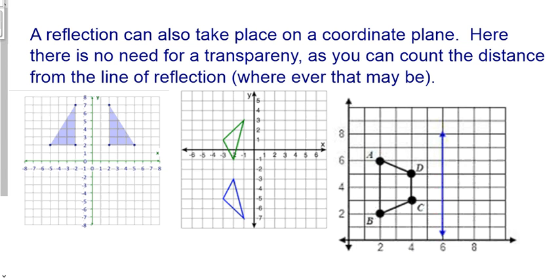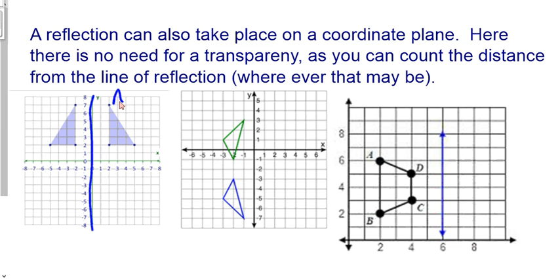We did reflections so far on just plain planes. There weren't any grids or anything, but you can also do a reflection on a coordinate plane. There is no need for a transparency if you are on a coordinate plane because you can count the distance from the line of reflection, wherever that is. Remember I said it can be diagonal, horizontal, vertical, it doesn't matter. Okay? The key is it has to be exactly the same distance from the line of reflection for the original as the new.